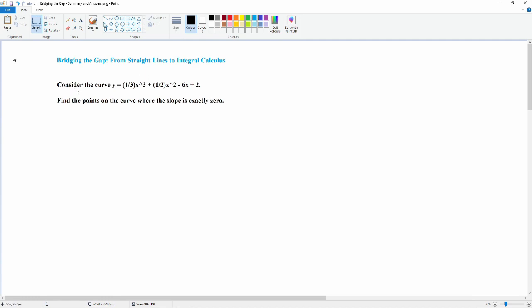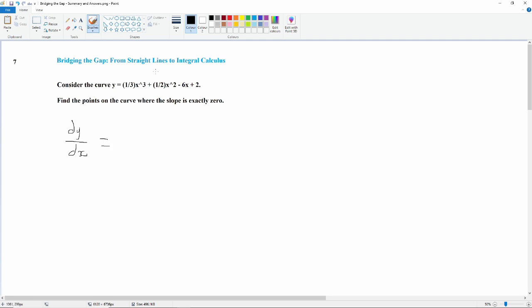Okay, so question 7 says, consider the curve y equals 1/3 x cubed plus 1/2 x squared minus 6x plus 2. I can already see that minus is going to cause me trouble. Find the points on the curve where the slope is exactly 0. So the first thing we need to do is to find the slope of the curve. So dy by dx.